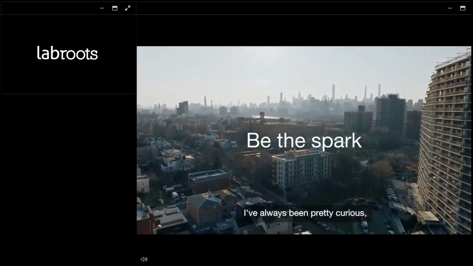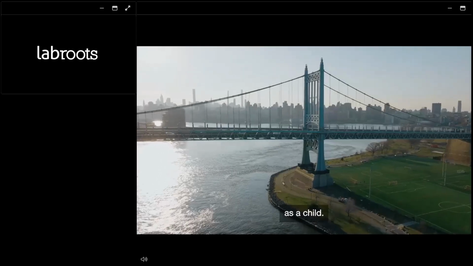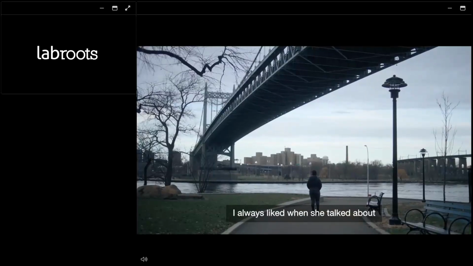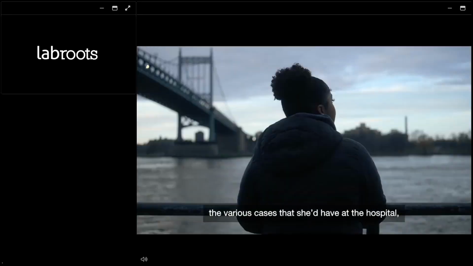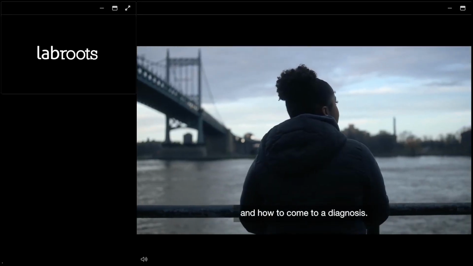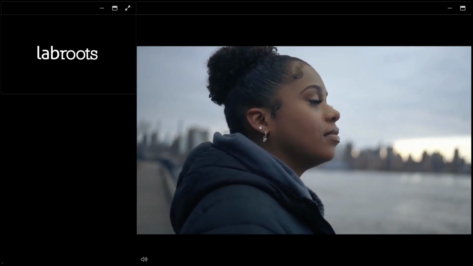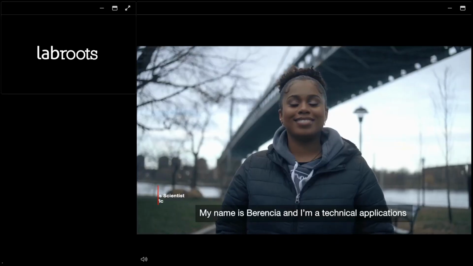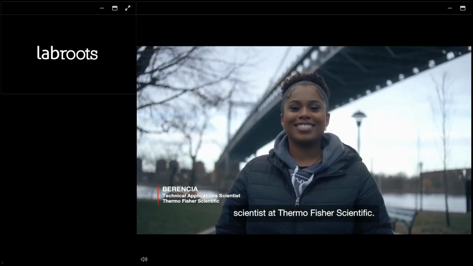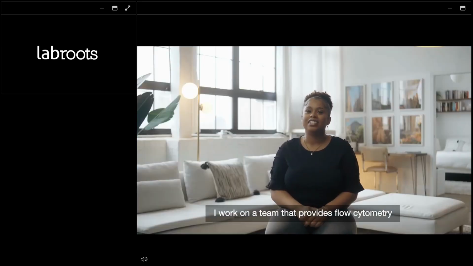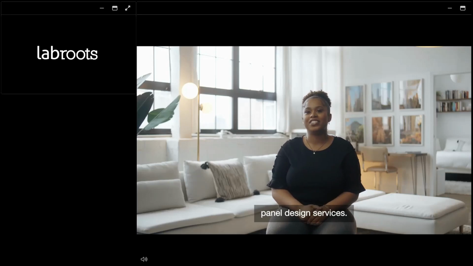I've always been pretty curious as a child. My mom, she's a physician. I always liked when she talked about the various cases that she'd have at the hospital and how to come to a diagnosis. My name is Patricia and I'm a technical application scientist at Thermo Fisher Scientific. I work on a team that provides flow cytometry panel design services.